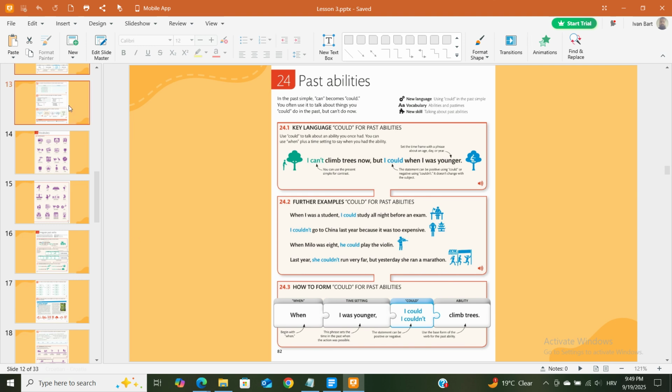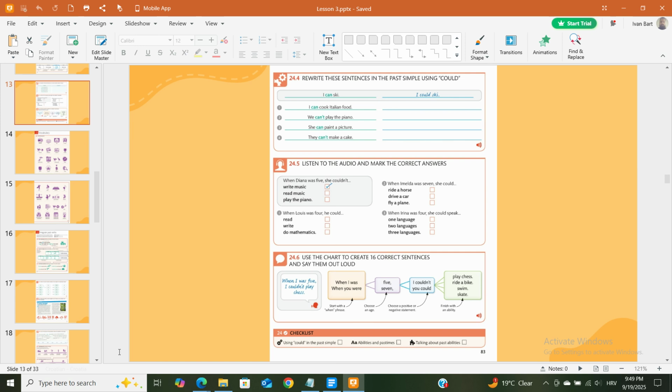24.4 Rewrite these sentences in the past simple using could. I can ski. I can cook Italian food. We can't play the piano. She can paint a picture. They can't make a cake. I could ski. 24.5 Listen to the audio and mark the correct answers.